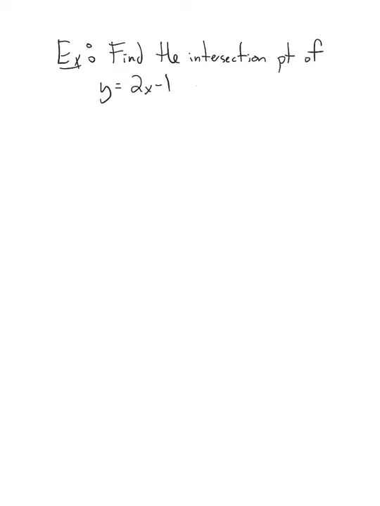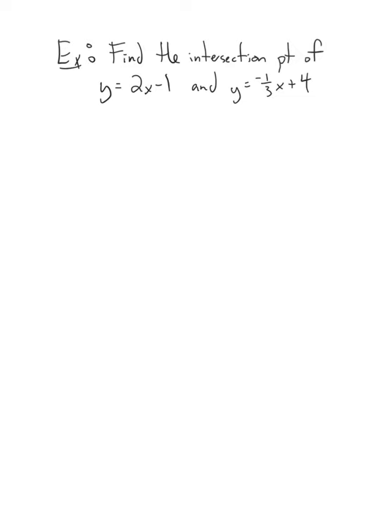So let's do another problem before we move on to perpendicular and parallel lines. So let's find the intersection point of the following two lines. Let's do y equals 2x minus 1 and y equals negative 1/3 x plus 4.